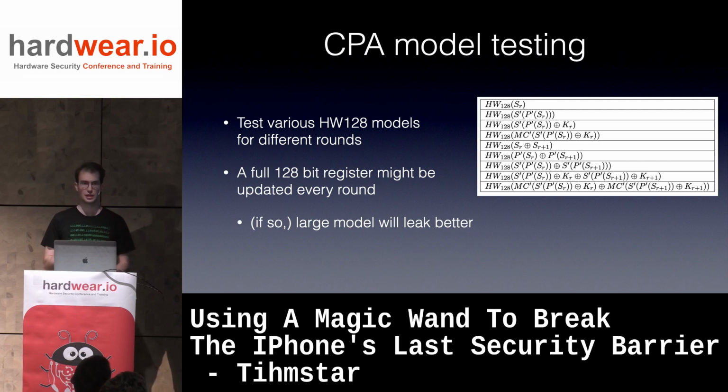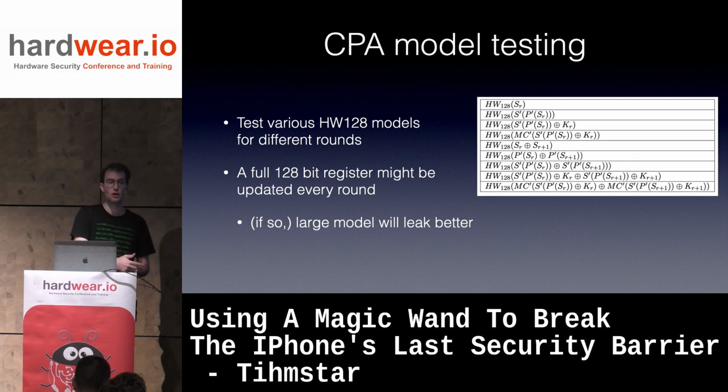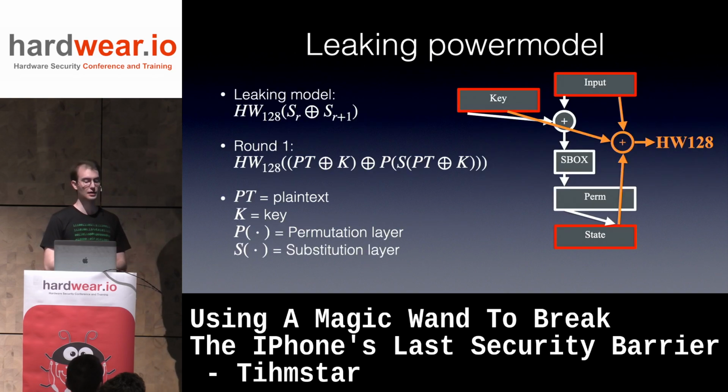With CPA, I could actually test 128-bit models, so I could basically do the Hamming weight of the full state. Because the full 128-bit register might be updated every round, who knows? And if so, larger models will actually leak better. So I tested lots of things again for every round, and eventually I was lucky, and I found the leaking model.